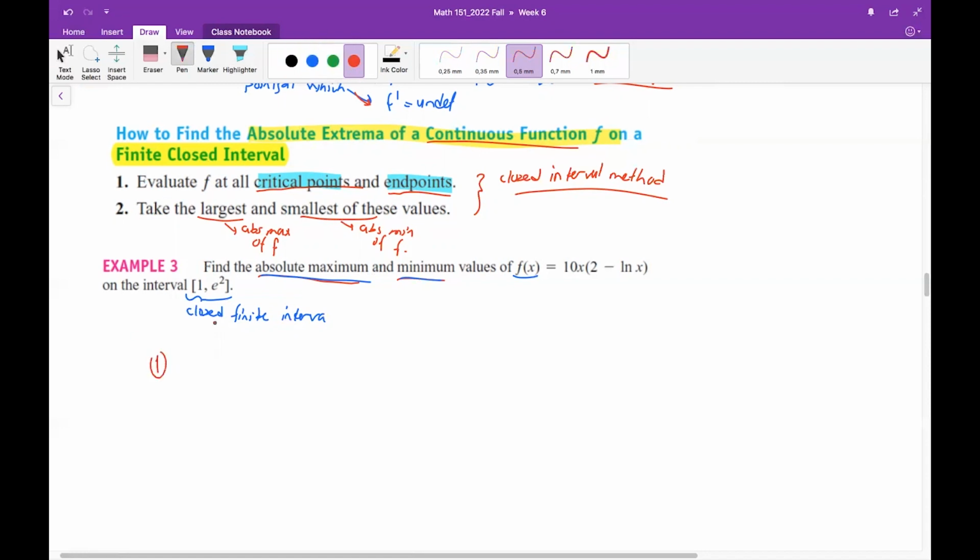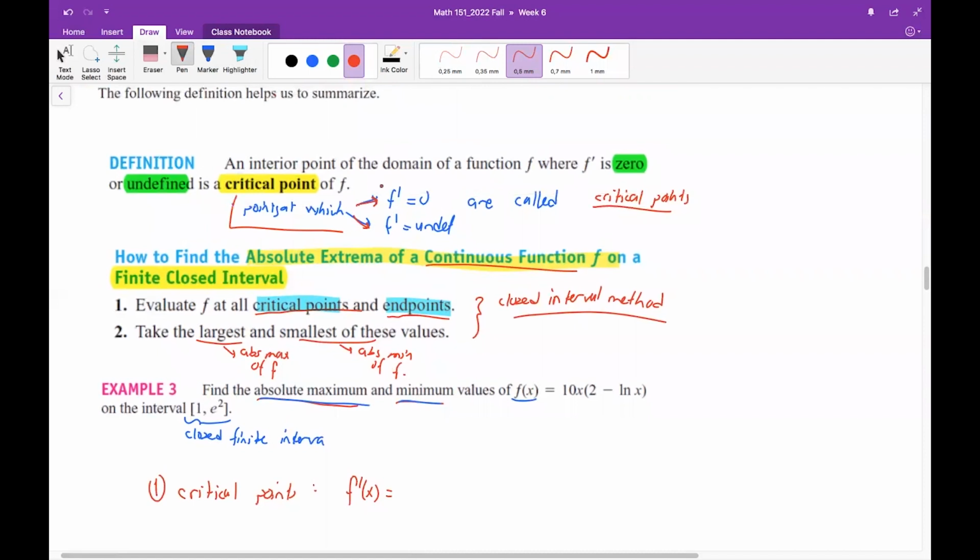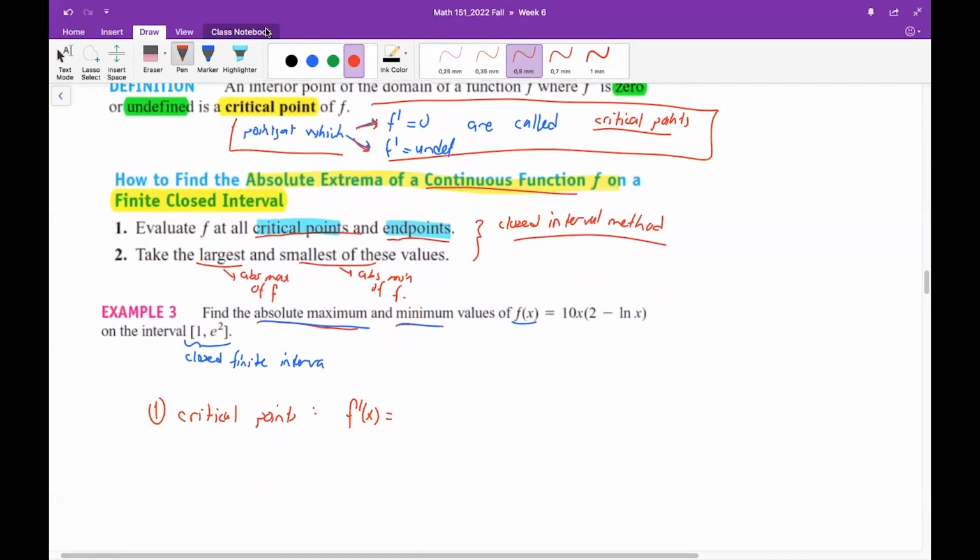First, finding the critical points. Critical points of this function. How do I find them? I need to compute the first derivative. Remember, critical points are the points at which either the first derivative is 0 or the first derivative is undefined. So let's compute. This is a product function. You know how to take the derivative of products. You will apply the product rule.